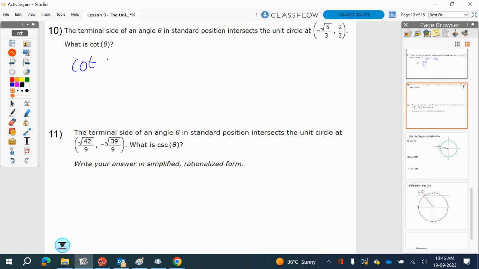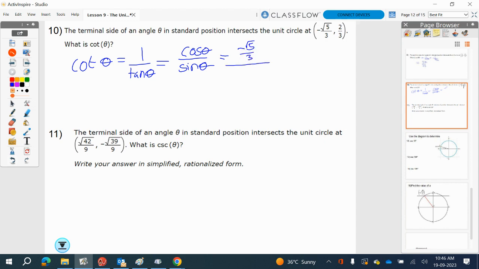Remember that the cotan of theta is equal to 1 over tan theta. And that means that we need cos theta over sine theta. Tan theta is sine theta over cos theta, so cotan theta is cos theta over sine theta. Then we can take these values. The cosine is this one here, minus root 5 over 3, all over 2 over 3.